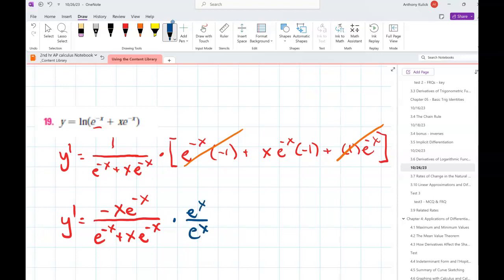What am I going to get if I multiply the top and bottom by e to the x? What's e to the negative x times e to the x give us? 1. So I just have negative x on top. Same thing happens down here, right?